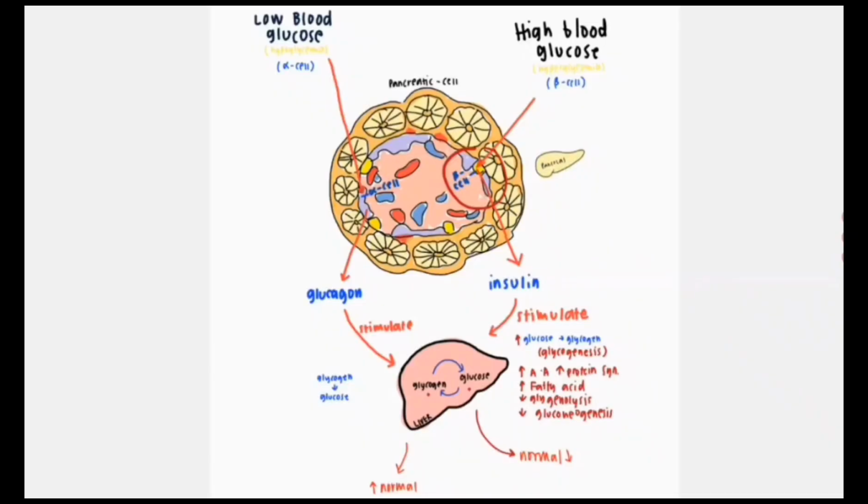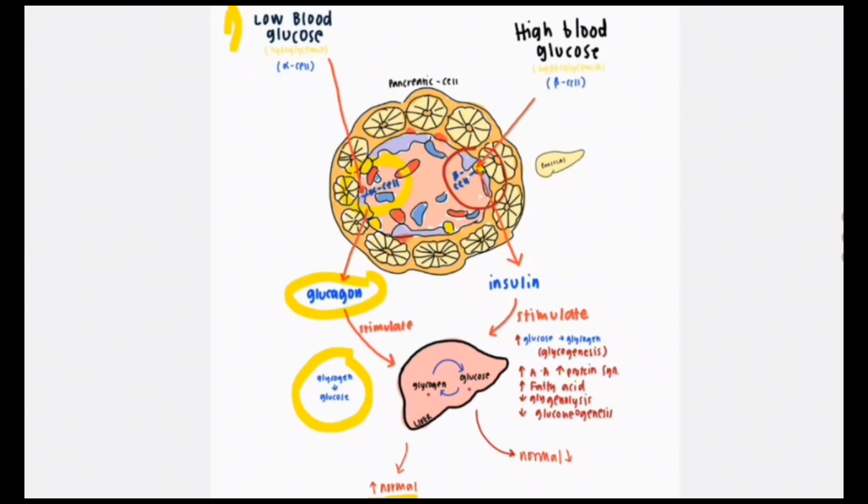This is glucose and insulin regulation. Firstly, when there is low blood glucose, which is hypoglycemia, it will stimulate alpha cells to secrete glucagon, and it will stimulate the conversion of glycogen to glucose. And glucose released by hepatocytes raises blood glucose level to normal.